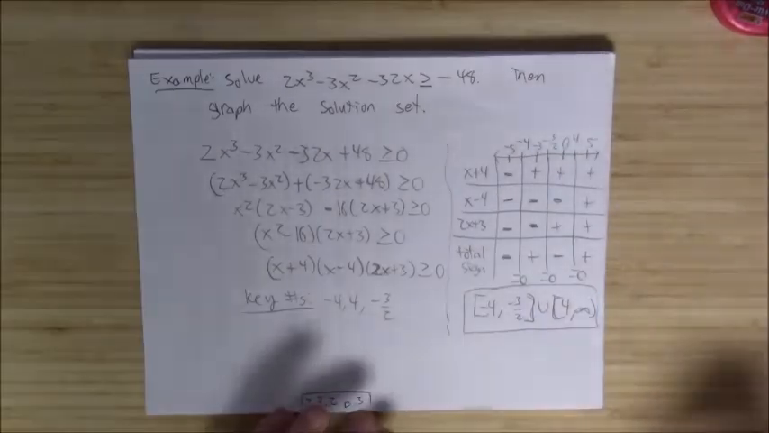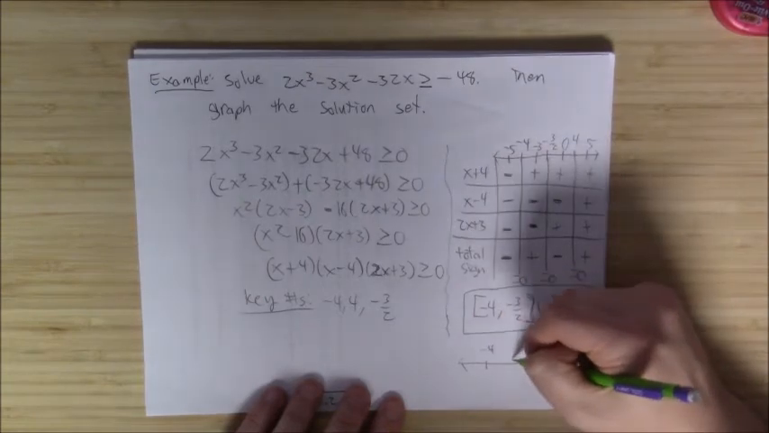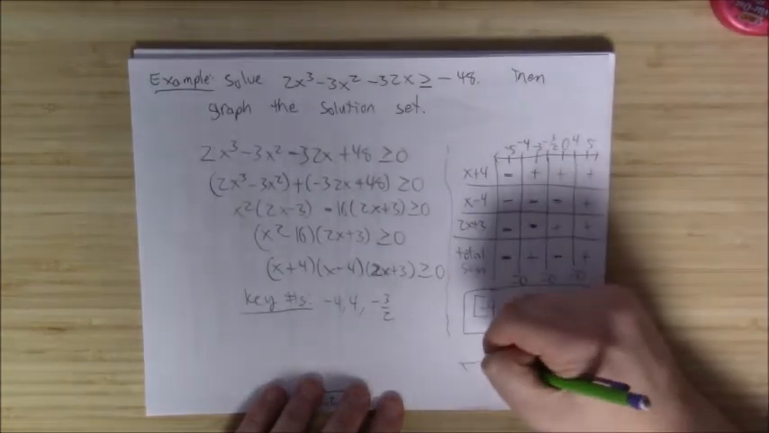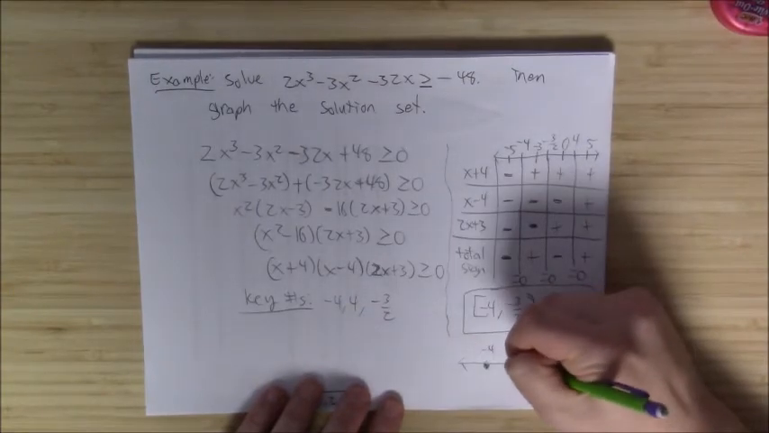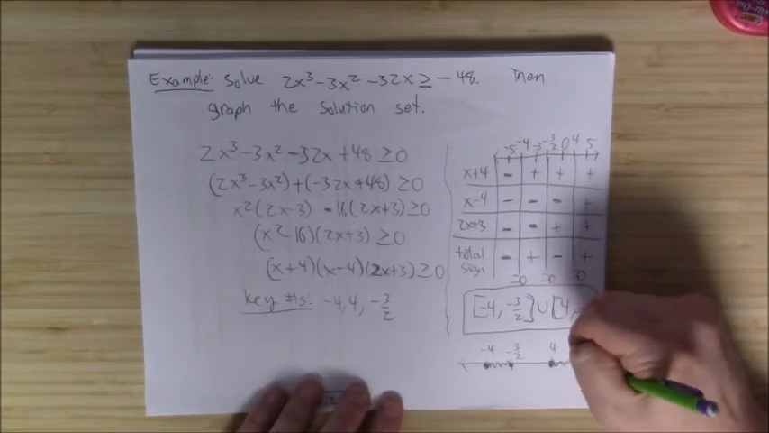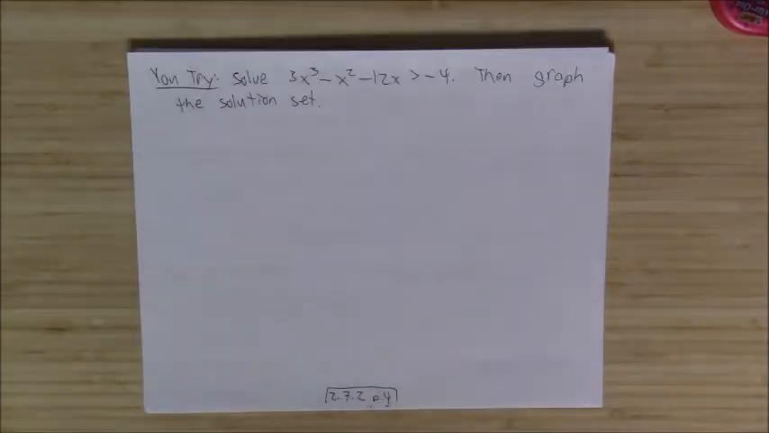In other words, if we were to graph the solution set, we would have negative 4, negative 3 halves, and 4. And this would look like plot there, there, plot there, and go out to infinity. So like so. And now it's time for you to try an example.